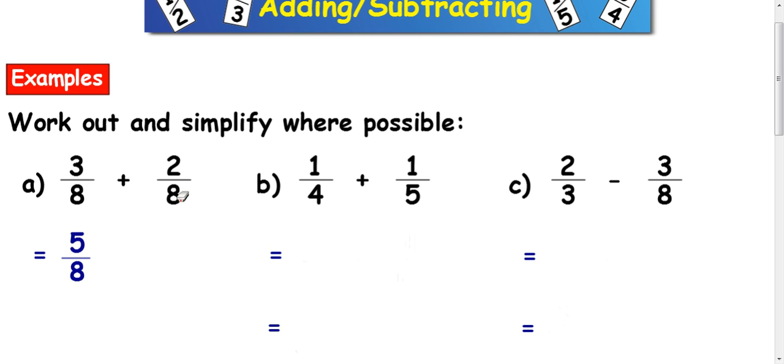A common mistake is to add the 8 and 8 and create 16ths. If you're adding 8ths, you're adding things of the same size, so you must have more things of the same size. 16ths are smaller.